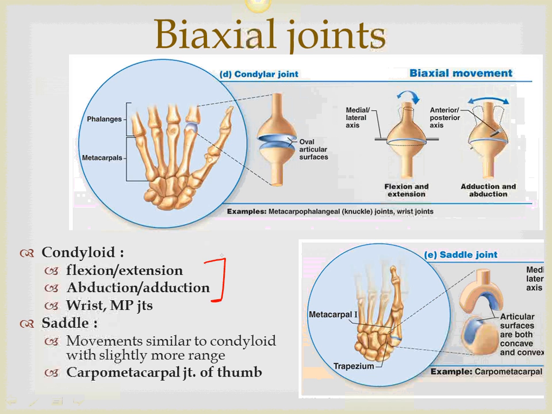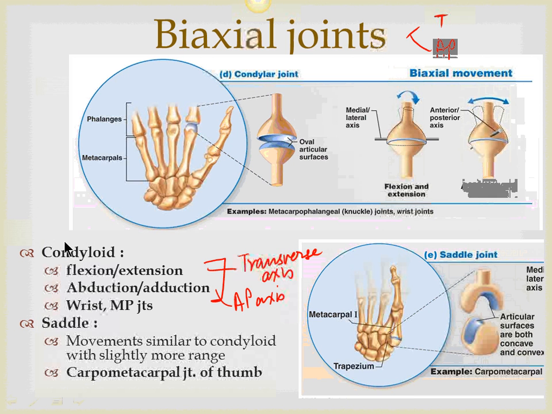If you remember, flexion, extension was along a transverse axis. And abduction, adduction was along an anteroposterior axis. So that's why it's biaxial, two axes, okay? Transverse and anteroposterior. And the joints we find in this are called condyloid joints.